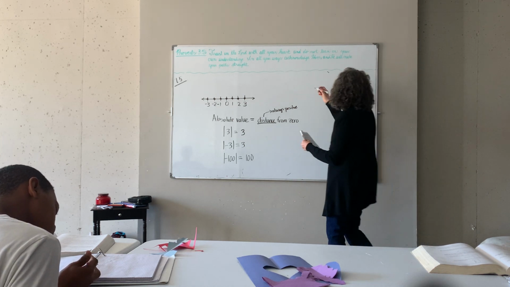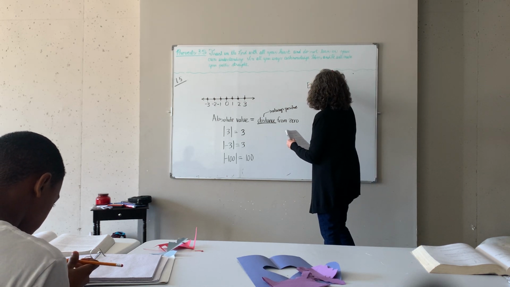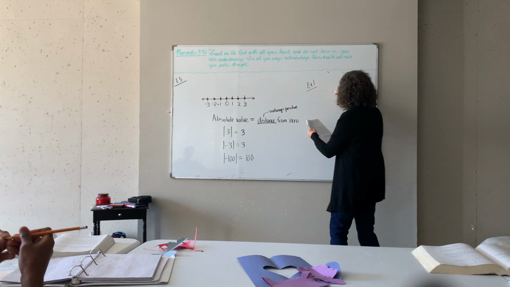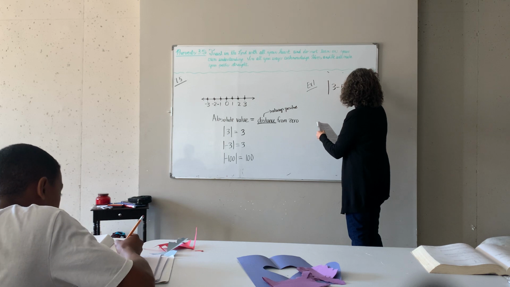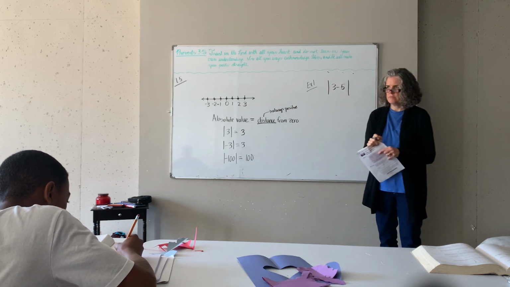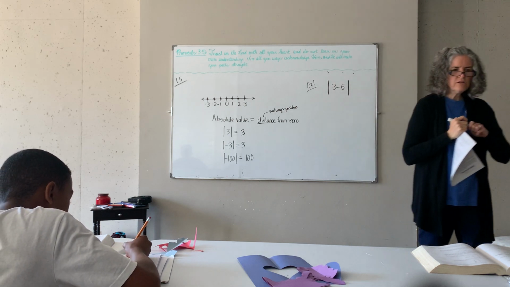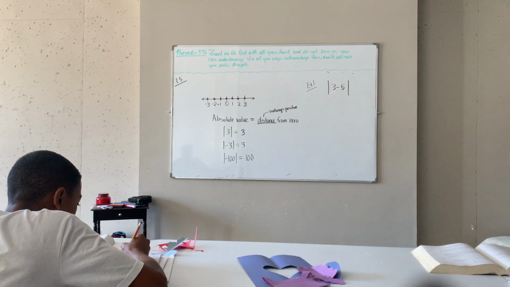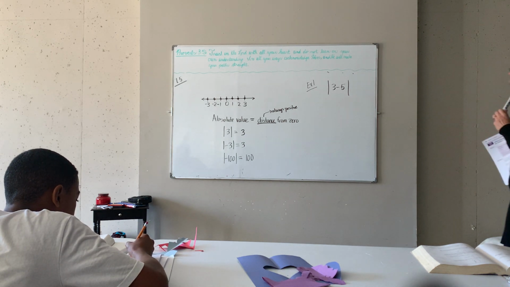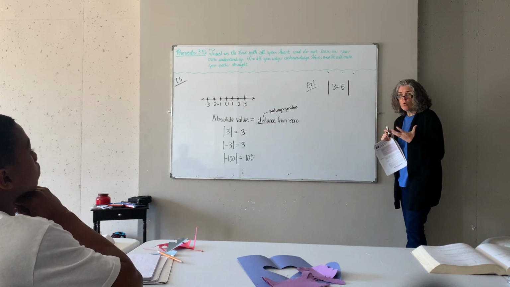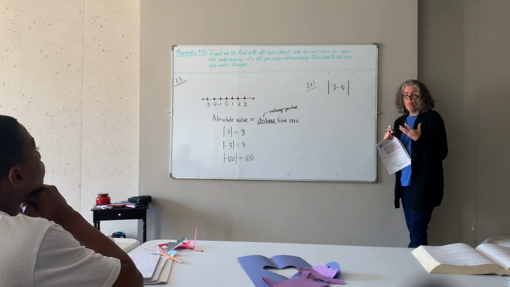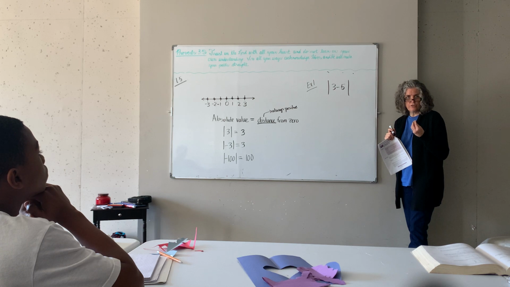But here's the first example, and believe it or not, this can be a little tricky sometimes. Write this down. The absolute value of 3 minus 5. Here's where a lot of people get tripped up. They forget their order of operations. What does order of operations say you should do?